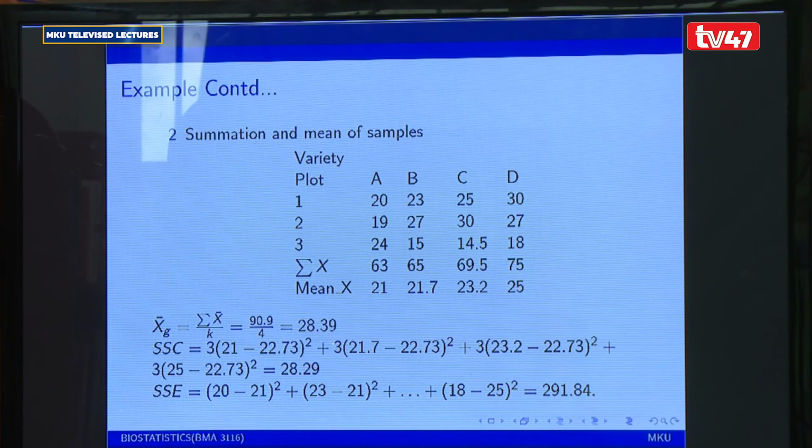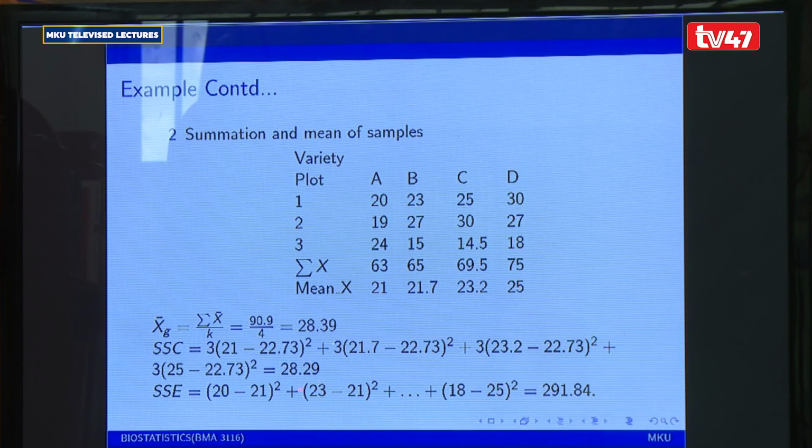Then, so SSC in this case will be, the first sample has a mean of 21. Then the grand mean is 22, sorry, this should be 22.7. So you do that, you get the grand mean minus each of these means here, 23. So that will give you a total of 28.29. Then we get SSE.